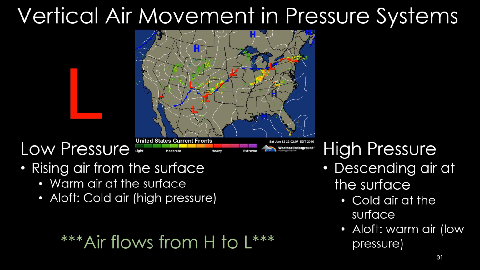We know at the surface when we have rising air, this results in a low pressure system. This means we have warm air at the surface that's rising. However, aloft above a low pressure system is colder air. And you actually end up with a high pressure system aloft when you have a low pressure system at the surface. The opposite is true with high pressure systems. So at the surface, we have descending air and colder air at the surface with a high pressure system. However, aloft above the high pressure system, we have warm air and low pressure. And remember, air always flows from high pressure to low pressure.